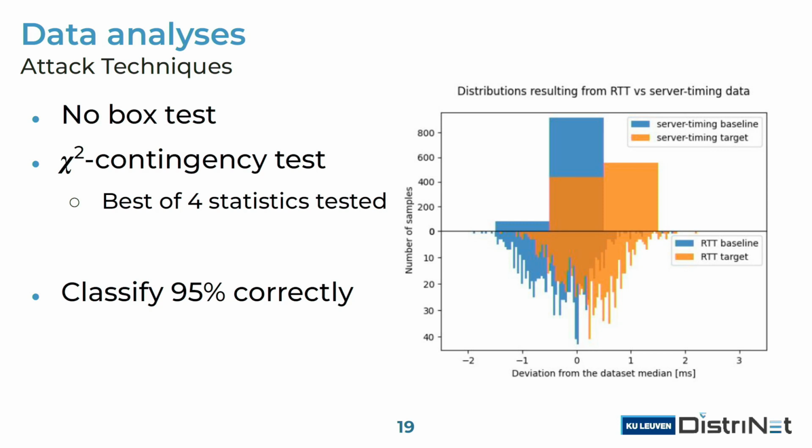And what we then did, which is actually a methodology that is used often in timing attacks, we did 1,000 attacks, and when we were able to differentiate the baselines and the target distributions in more than 95% of the cases, we consider this attack successful. And this worked with the chi-squared contingency test.